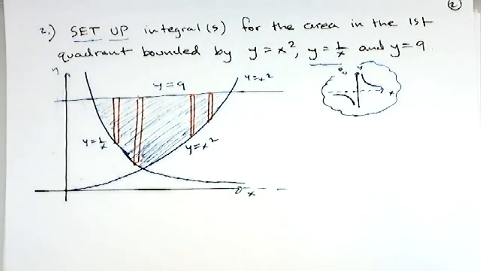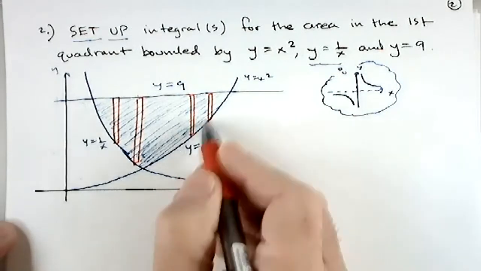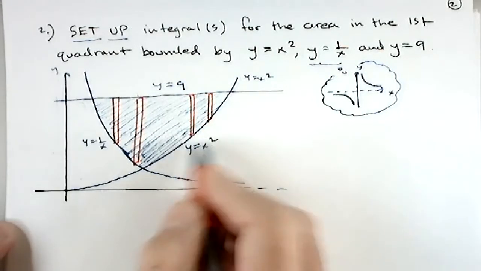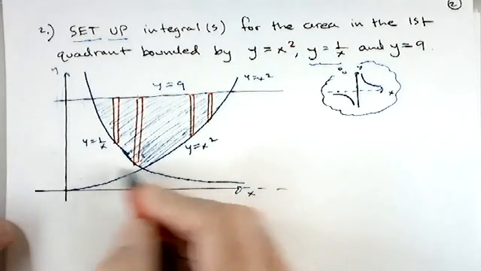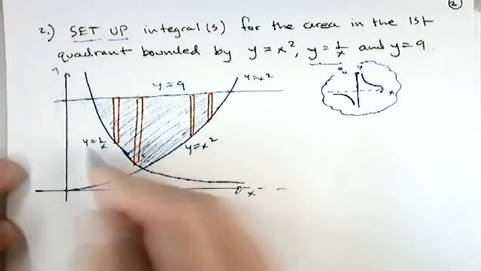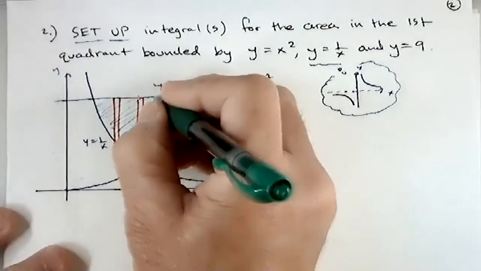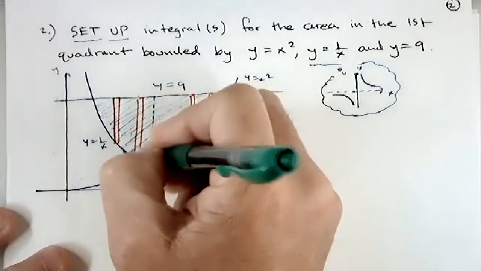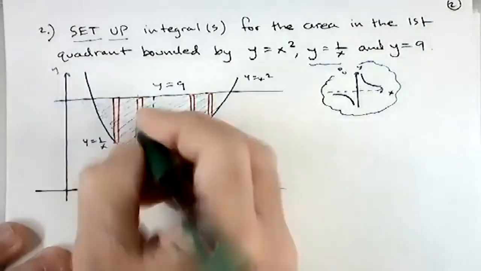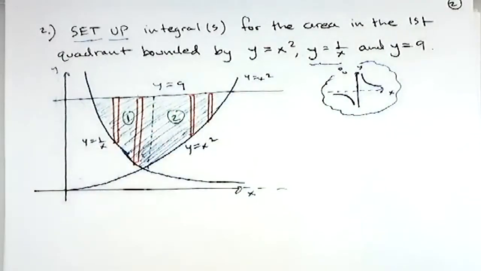The top function's the same, right? But now the bottom of these rectangles is determined by a different equation. And so there's no way I can do that. With a single integral, I can't change my bottom function halfway through. So if I was going to use vertical rectangles, what I would need to do is call this region 1, this region 2, and I would need to use two integrals.